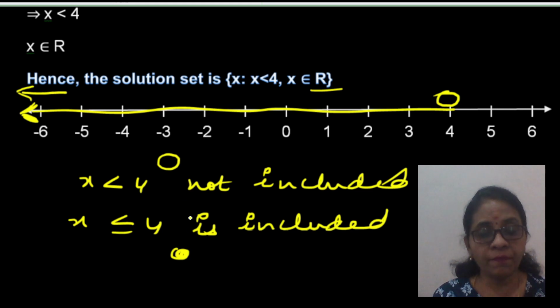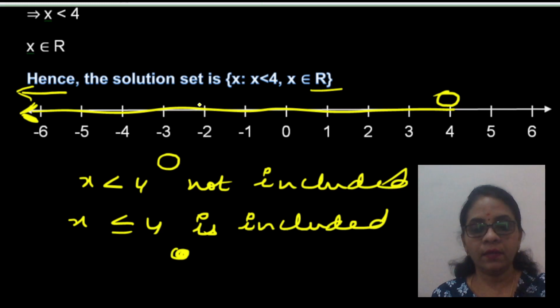If it was x less than or equal to 4, this becomes a dark circle. That's it, as simple as it is. This is for showing number lines for an infinite set, and the category of numbers is real numbers.